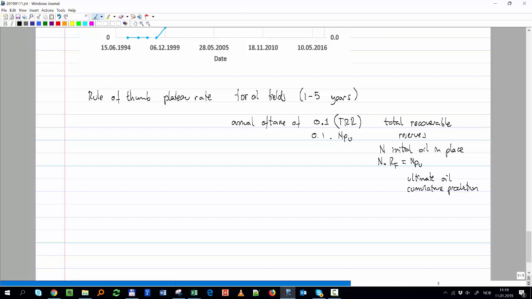So if I have a field, I think Goliath, which is a field in the Barents Sea, has an N of around maybe 180 million standard barrels. 180 million barrels in place. How much do you think the plateau rate using this rule of thumb will be for Goliath?